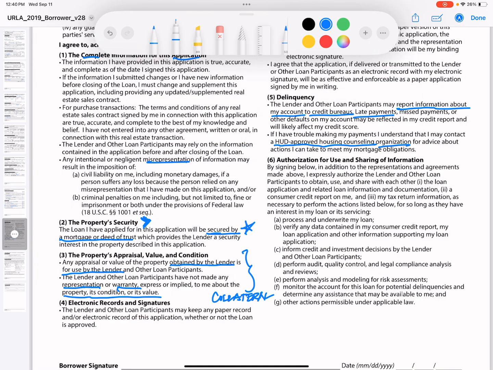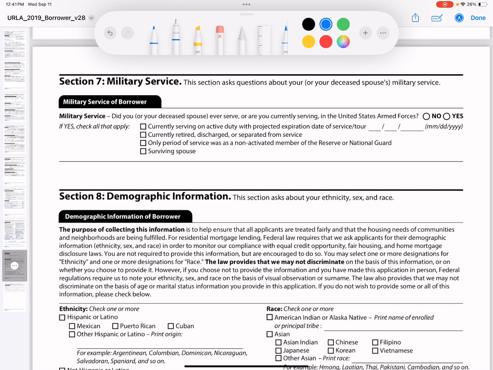Authorization for use by signing below. And I've talked about quite a bit of this, so just understand this is where they get permission to do all the things that I've mentioned to you previously. Authorization for use and sharing of information by signing below. I authorize the lender to use and share my information, get a consumer credit report on me, get my tax return information, underwrite my loan, verify data, inform credit investment decisions, and other actions permissible, which are quite a few. And this is where you sign, but you're not done.